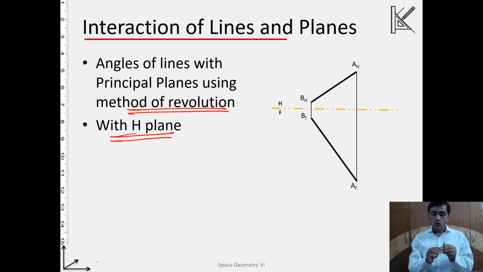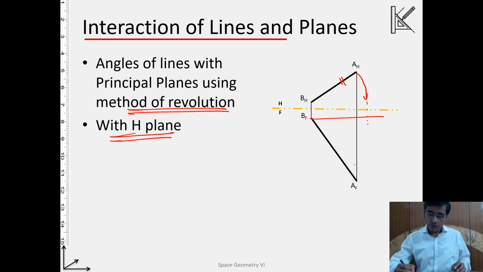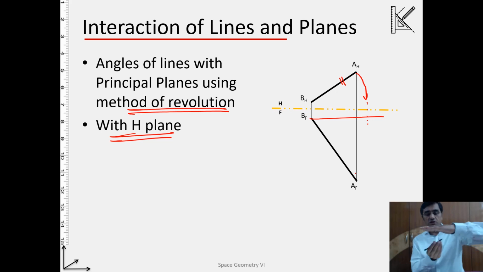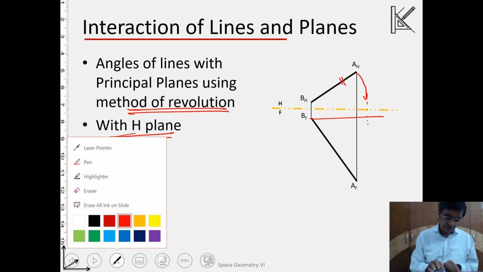With the help of the projection on the horizontal plane, and by rotating that projection, I can locate the corresponding point over here. So I will have the true length of the line, and with the true length and the edge view of the horizontal, the angle between them is the angle that we are looking for. Okay, let me do it.